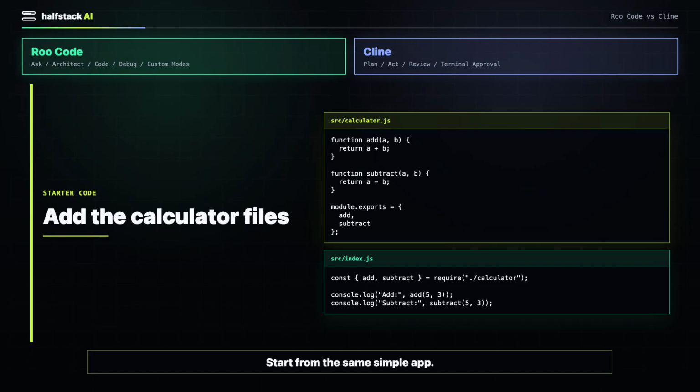Now open readme.md. Add a small project description that says this is a small test project for comparing Roo Code and Cline. The current features are add 2 numbers and subtract 2 numbers. The goal is add multiplication, add division, and add basic error handling for division by 0.